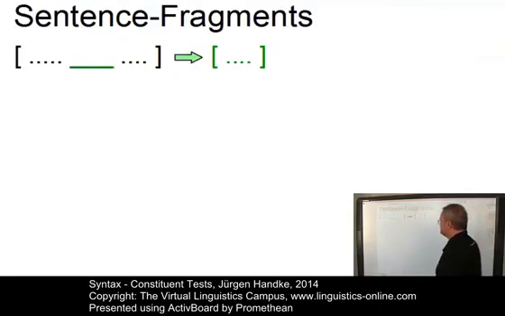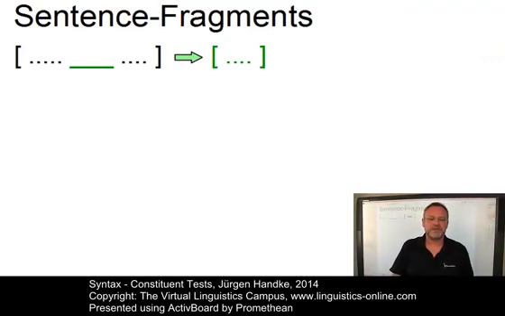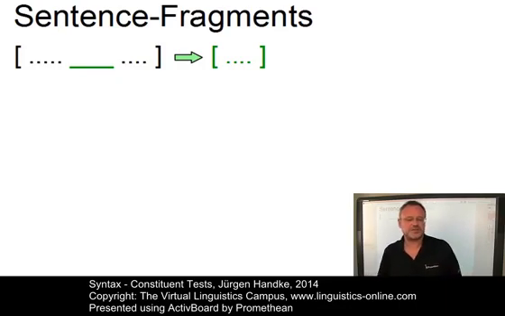Another distributional test has become known as the sentence fragment test. In a large number of contexts, especially in conversations, short form replies are made. These replies, which are also referred to as sentence fragments, are highly constrained. Not surprisingly, only whole constituents can serve as sentence fragments.